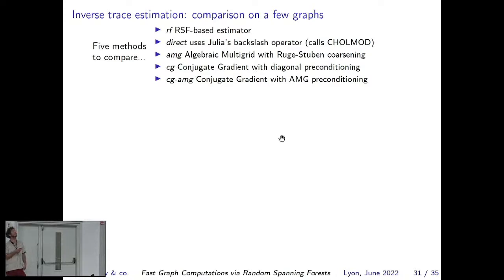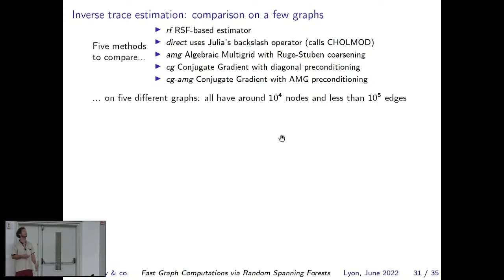There's RF, or random forest, direct, which uses the backslash operator of Julia. This is an algebraic multigrid method, which is another classical method to solve this kind of problem. This is conjugate gradient, so this is Hutchinson with conjugate gradient. This is Hutchinson with AMG. This is Hutchinson with a preconditioner that is based on AMG. Those are state-of-the-art methods. That's all you need to know, really.